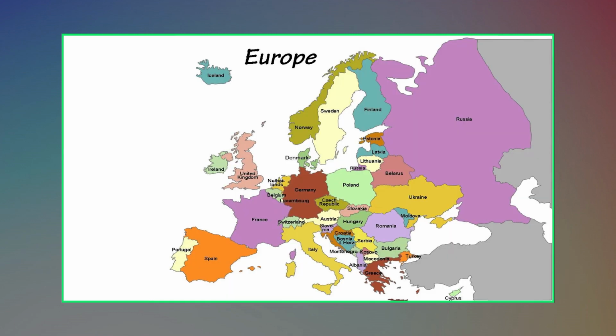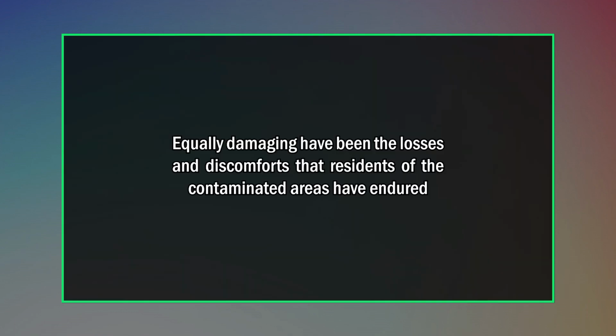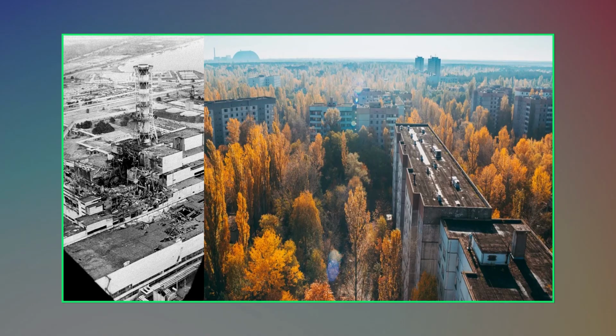The fallout was detected in almost all parts of Europe. Equally damaging have been the losses and discomforts that residents of the contaminated areas have endured. The incident gave rise to the necessity of developing a special legal regime for the damaged territories and creating a new legal institute to defend people in the Chernobyl ecological disaster area.